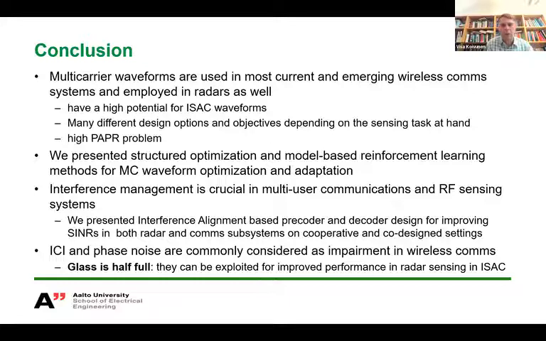Since multiple radio systems are working in the same spectrum, either cooperating, co-designing, or just coexisting, interference management is very crucial.